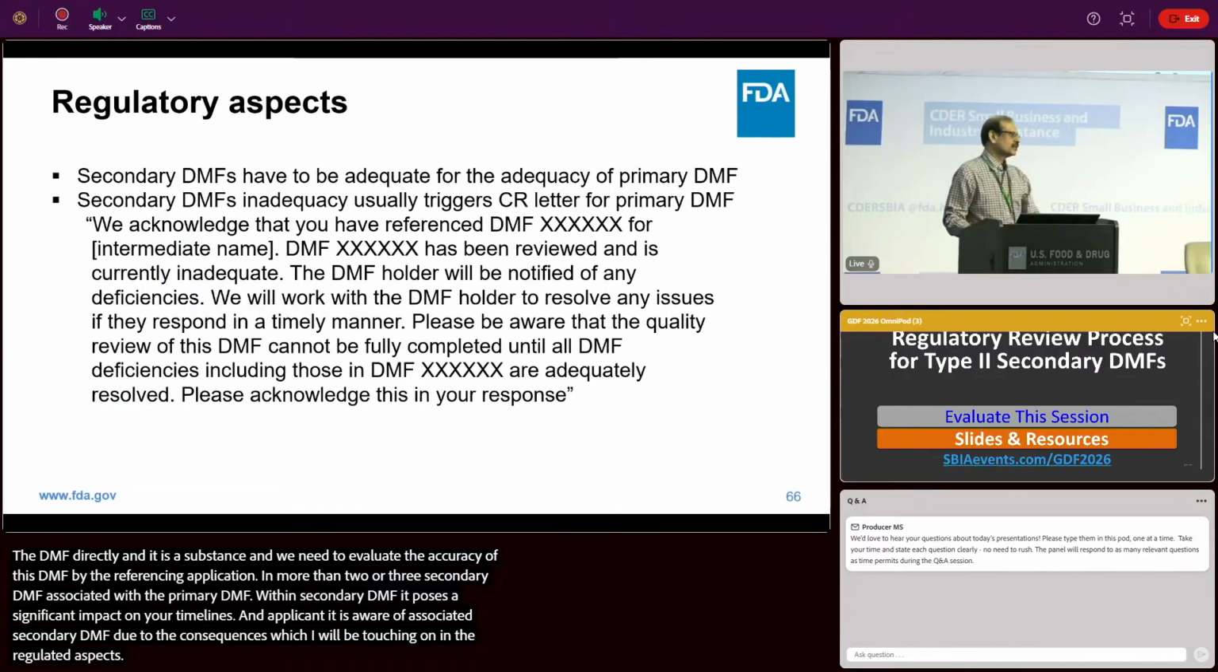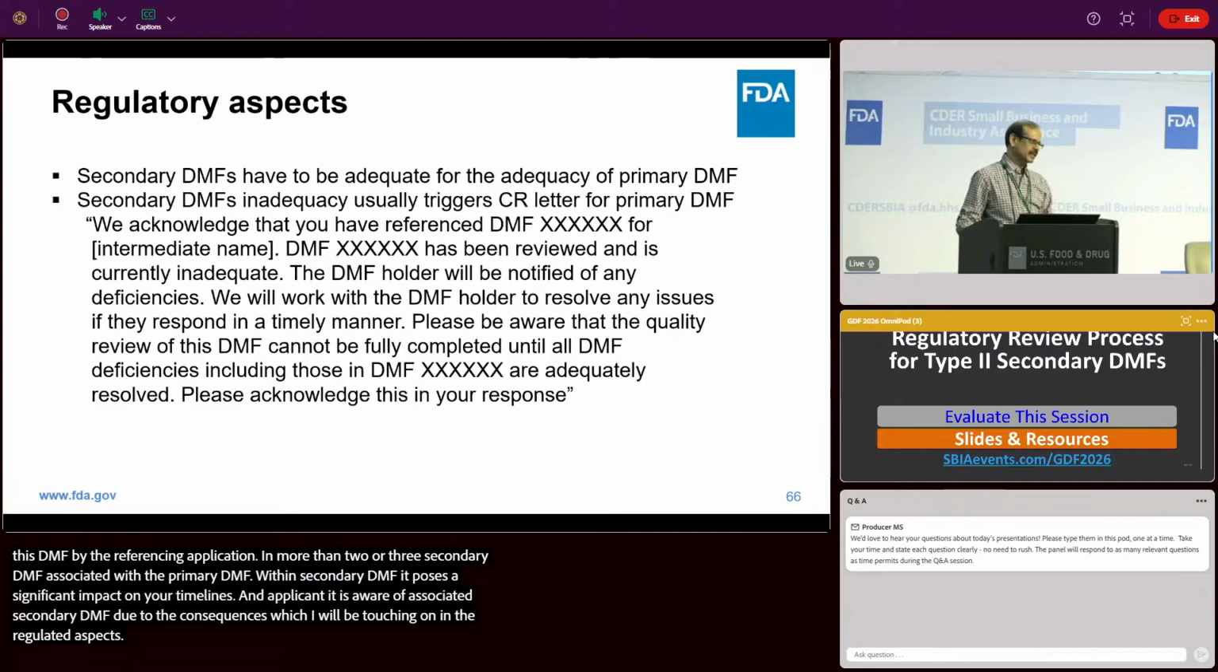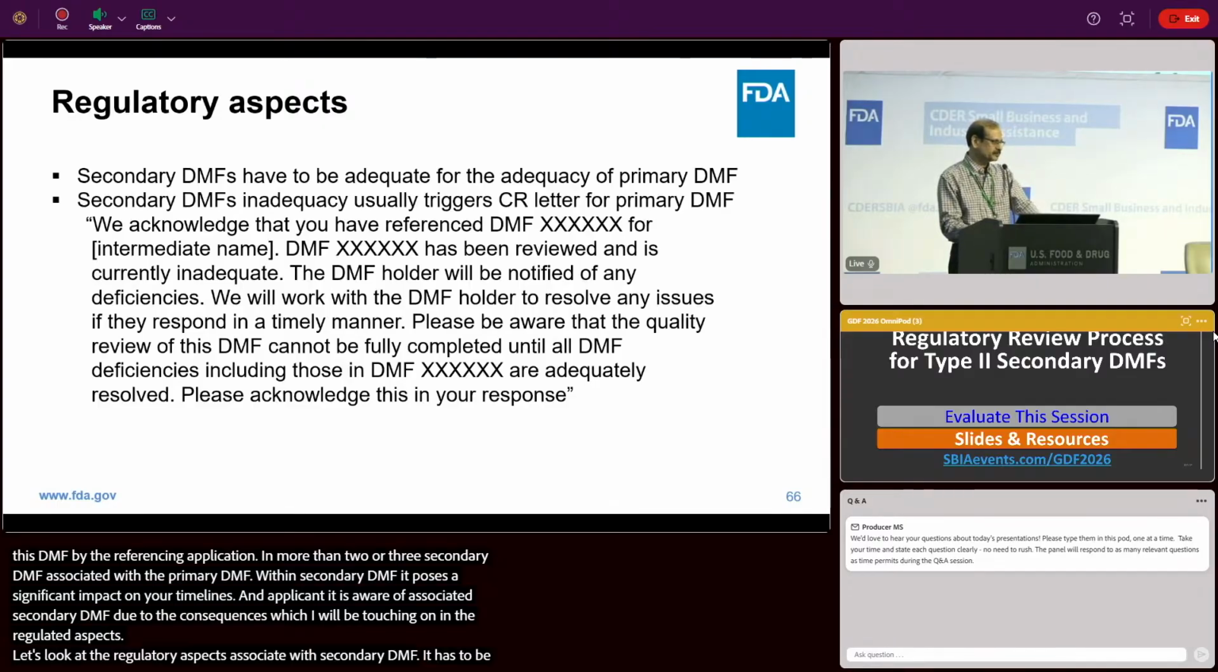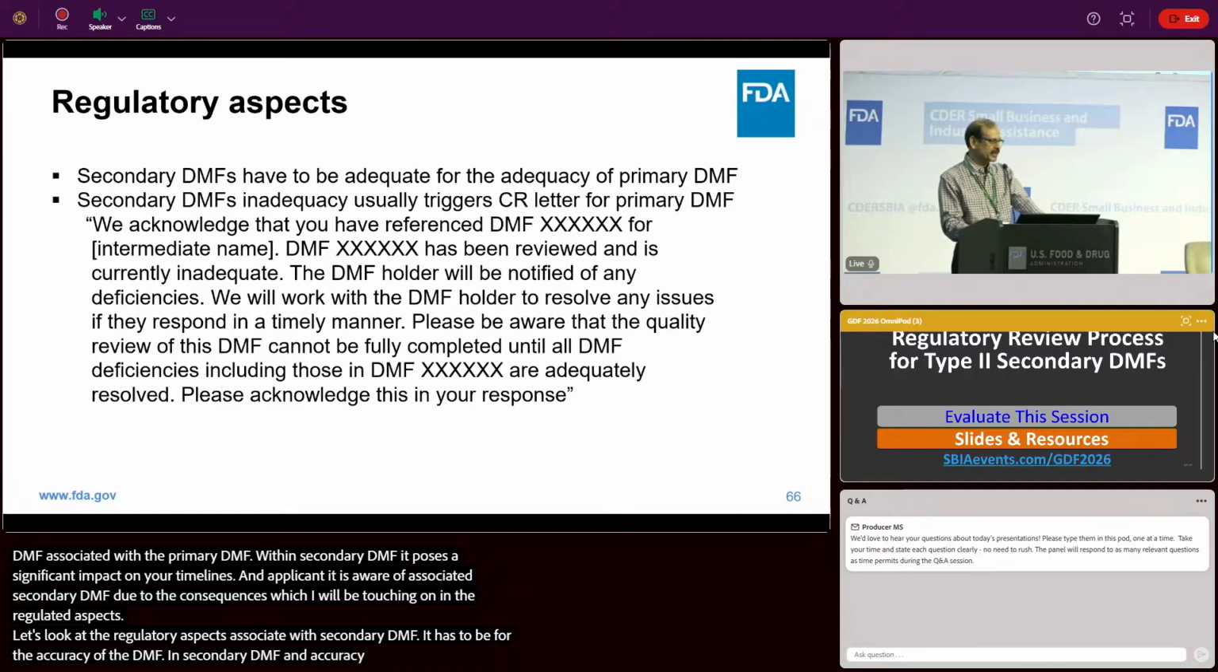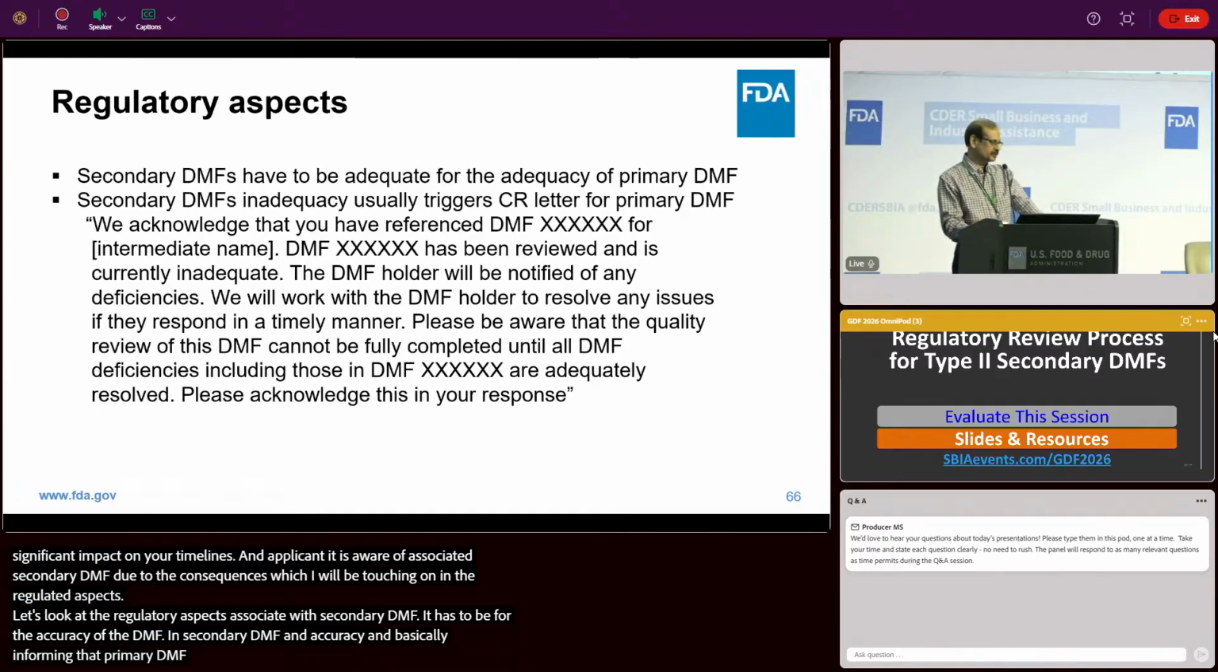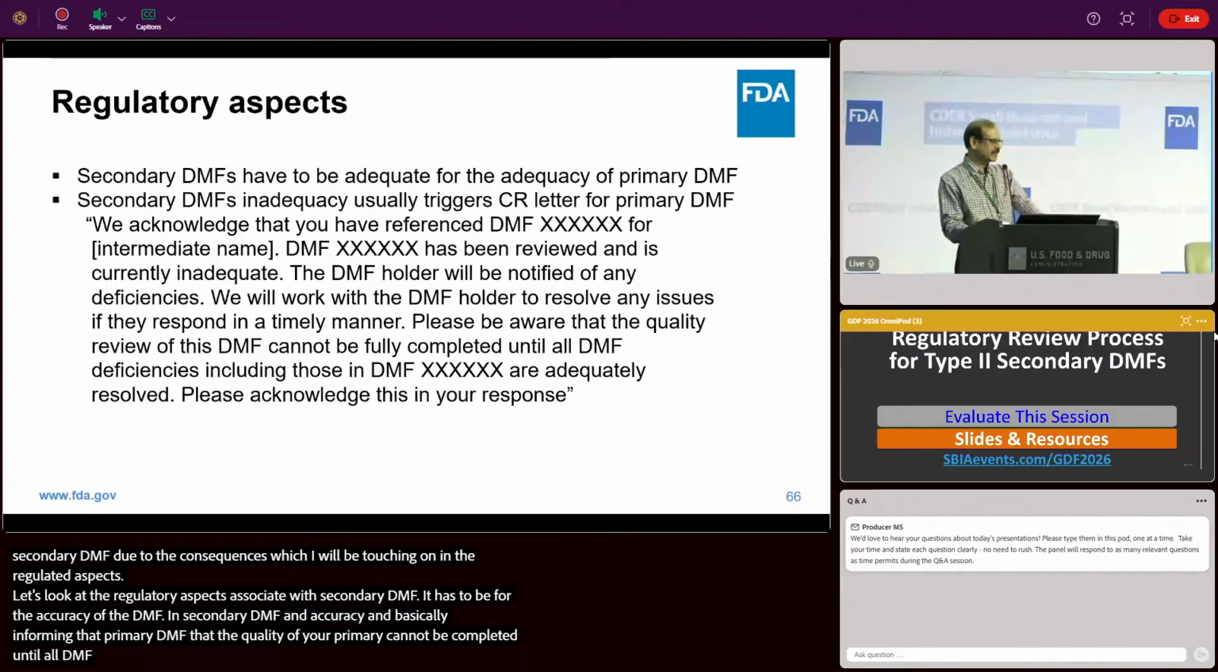Okay, let's look at the regulatory aspects associated with secondary DMFs. Secondary DMFs have to be adequate for the adequacy of the primary DMF. A secondary DMF's inadequacy usually triggers a CR letter for the primary DMF, basically informing the primary DMF holder that the quality review of your primary DMF cannot be completed until all DMF deficiencies, including those in secondary DMFs, are adequately resolved.